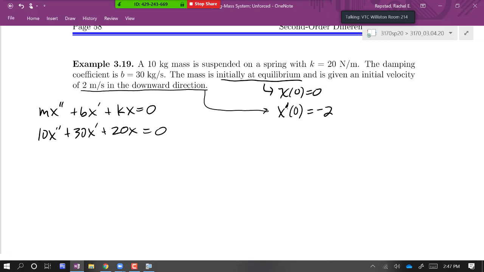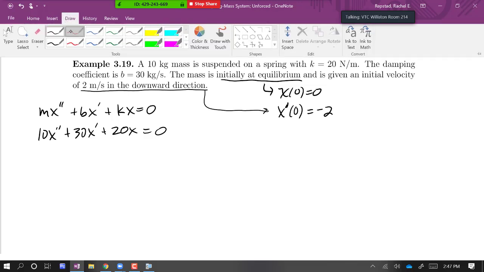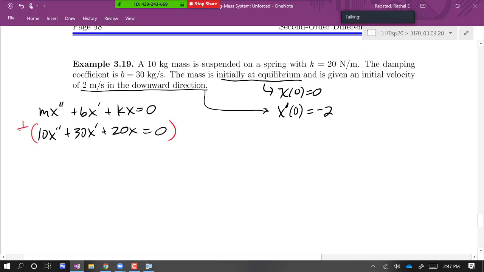The first thing we might notice is sort of convenient. All of the coefficients are multiples of 10, so I'm just going to divide by 10. We get x double prime plus 3x prime plus 2x equals 0. That's the second time I've done that today.